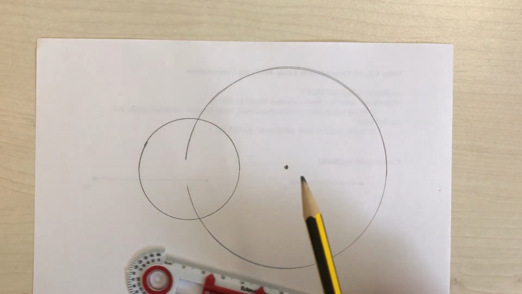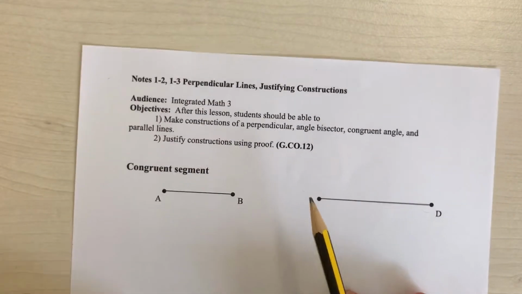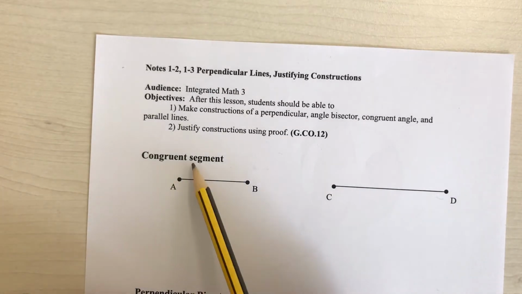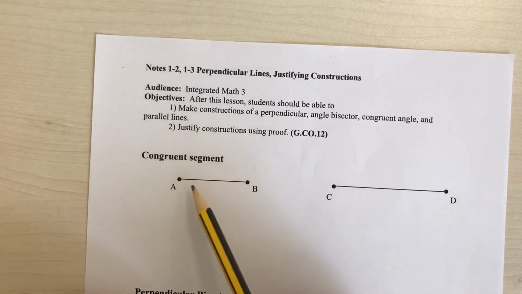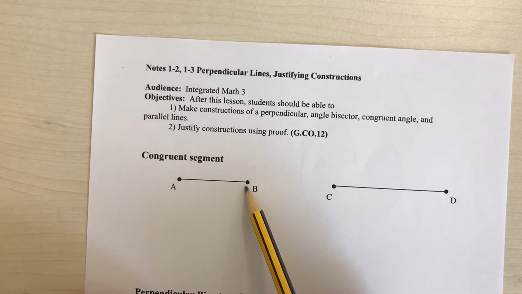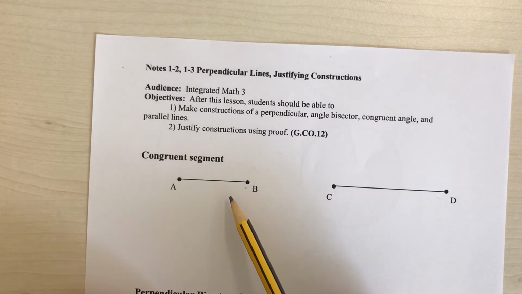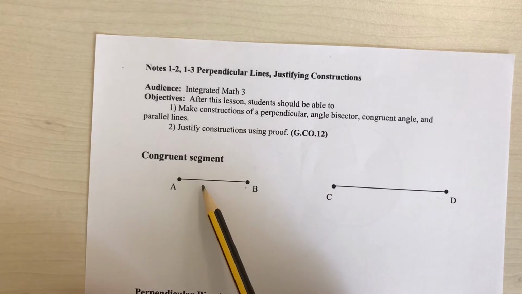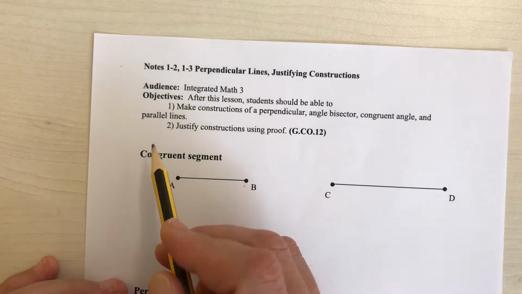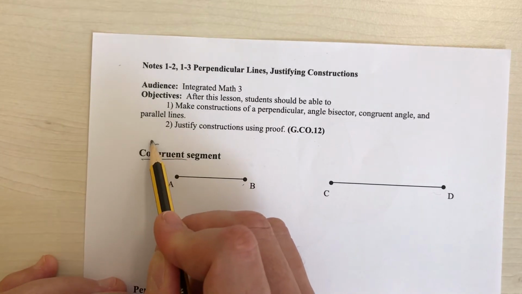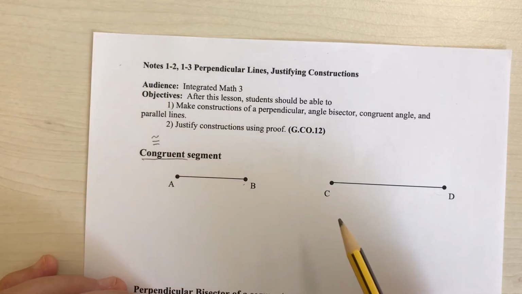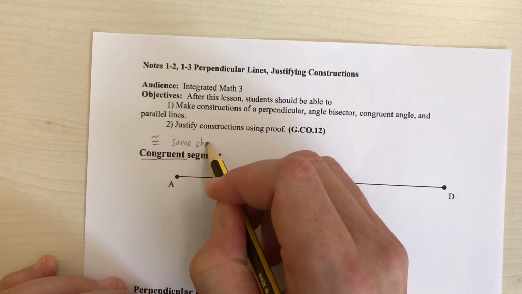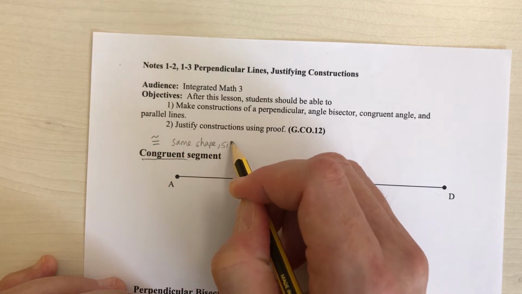All right, so we're going to start with a very basic construction here, and it's called a congruent segment. So if I take a segment like AB, here's an example, and I want to copy that. I want to draw a segment that is congruent, which means the same shape and the same size. So congruent, the symbol for that is the equal sign with the wave on it. Congruent basically means the same shape and the same size.